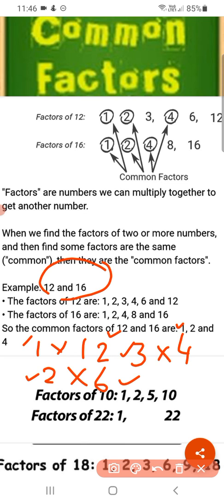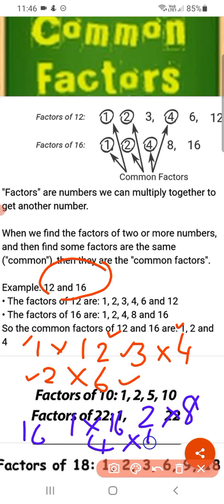Then the number 16. 1 into 16, 2 into 8, 4 into 4. These three pairs are the factors of 16. 1 into 16, 2 multiplied by 8 and 4 multiplied by 4. So the factors of 16 are 1, 2, 4 and 16. Okay, children.